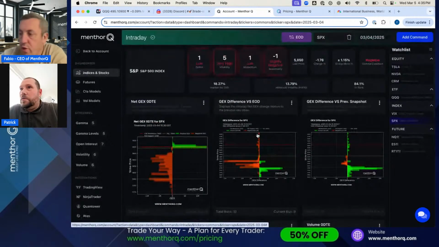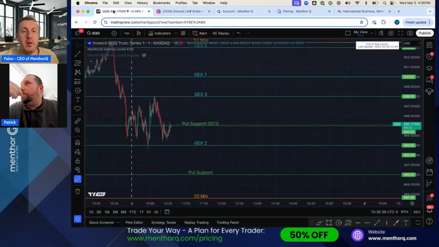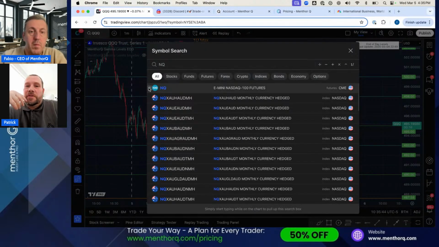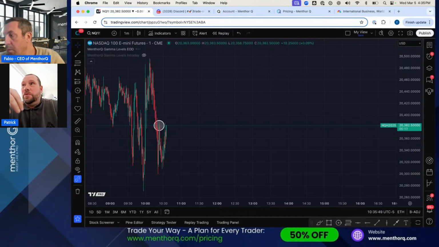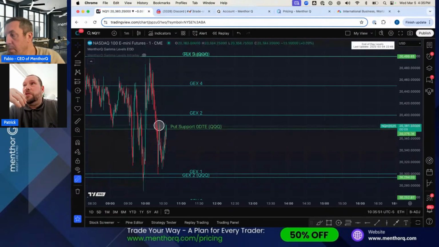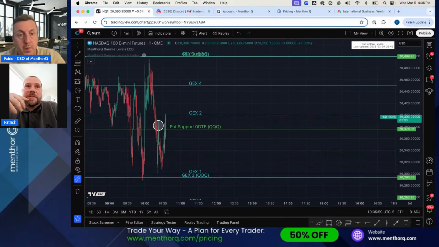Then, of course, our Q is up here. So, guys, we are now again on the put support 0 DTE on the QQQ. We are again on the GEX2 level on the VIX. And now let's see if we can go and choose the GEX2. So the GEX2 on the NQ is at the moment 2,400. We have at the moment the same setup as a few minutes before. I am long on my side at the moment.